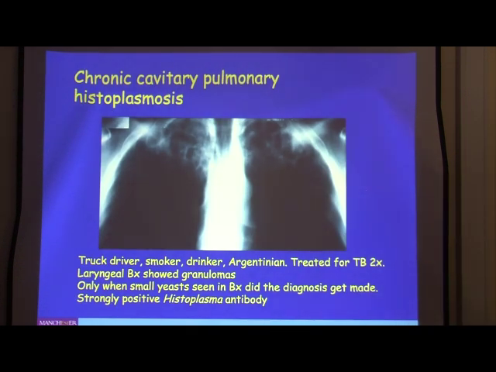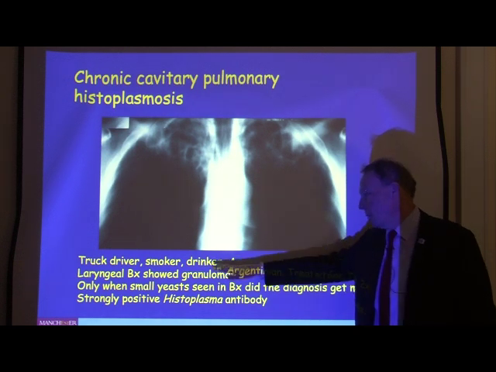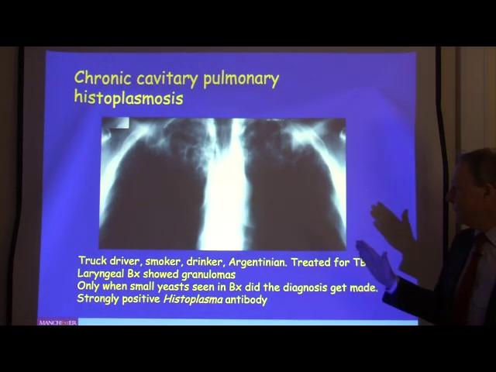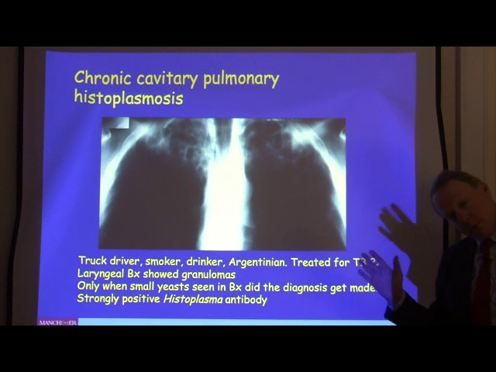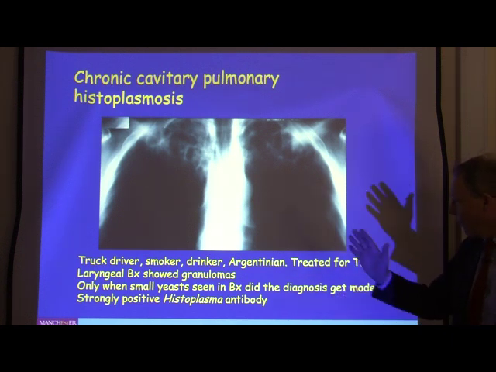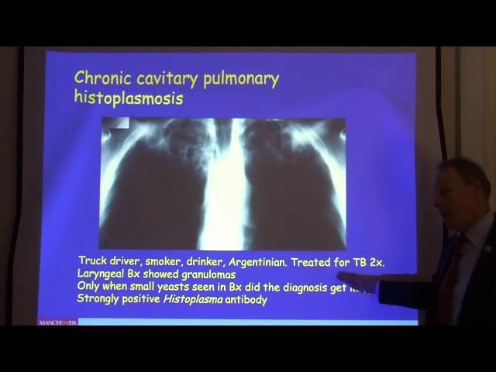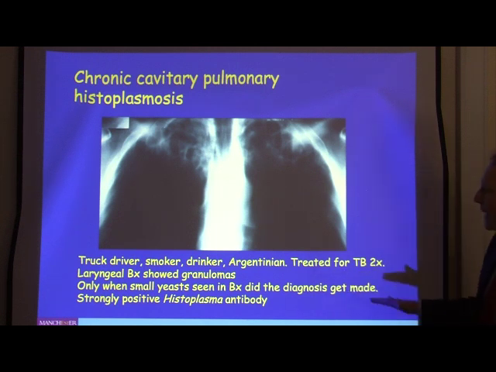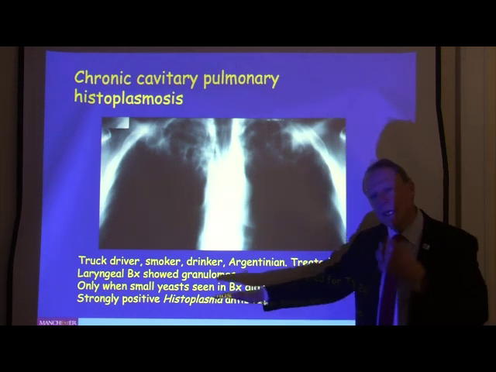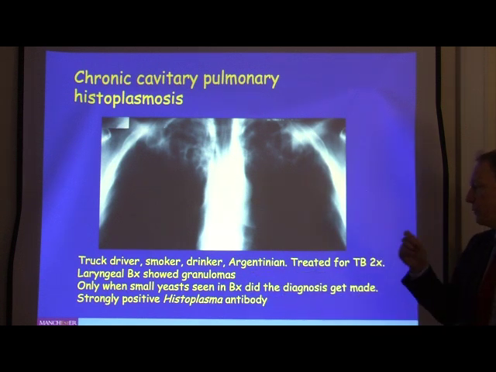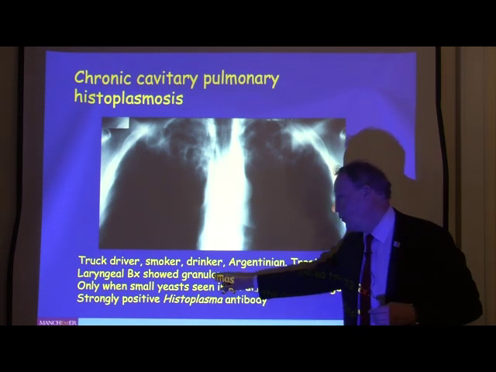So here's an example of chronic cavitary pulmonary histoplasmosis from Argentina. He was a truck driver, a smoker, and a drinker. It's not really acceptable to be a drinker and a truck driver, but that was the situation in this man. And he'd been treated for TB twice, not improved, and he was very hoarse, and so they did a laryngeal biopsy and they found granulomas on that.